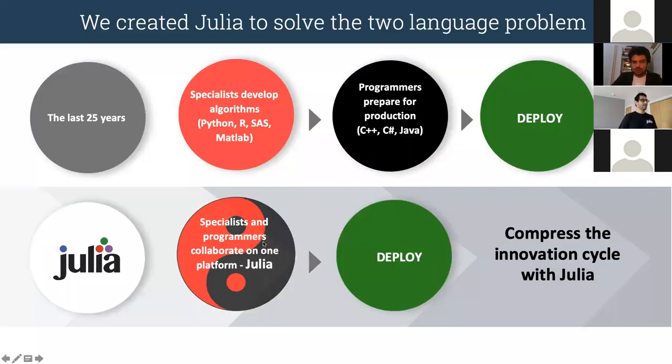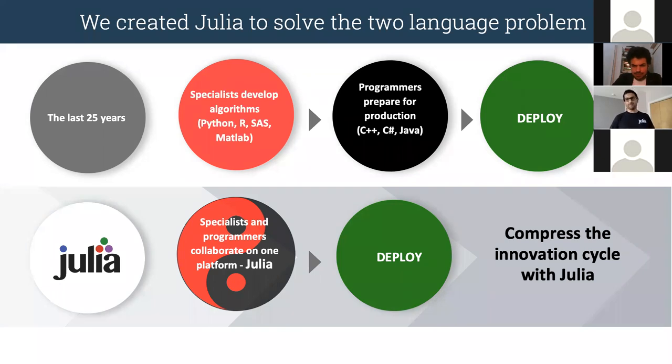Sure. Okay. So why did we create the Julia language to start with? That's always the first question: why create a new programming language? There are four of us who created Julia: Jeff Bezanson, Stefan Karpinski, Professor Alan Edelman, and myself.